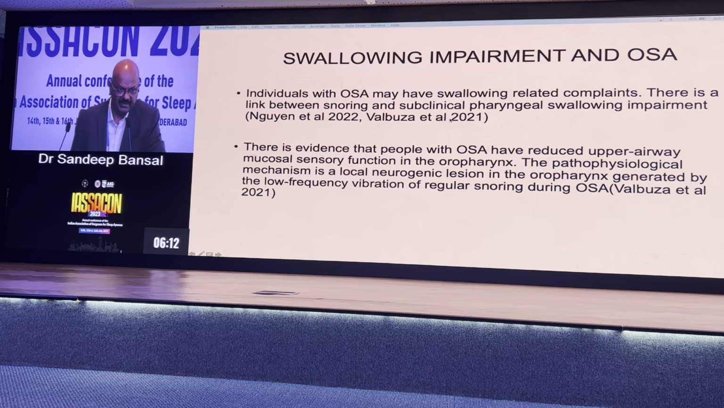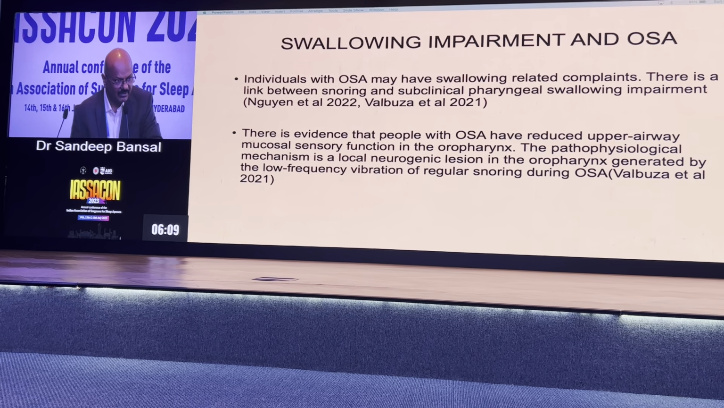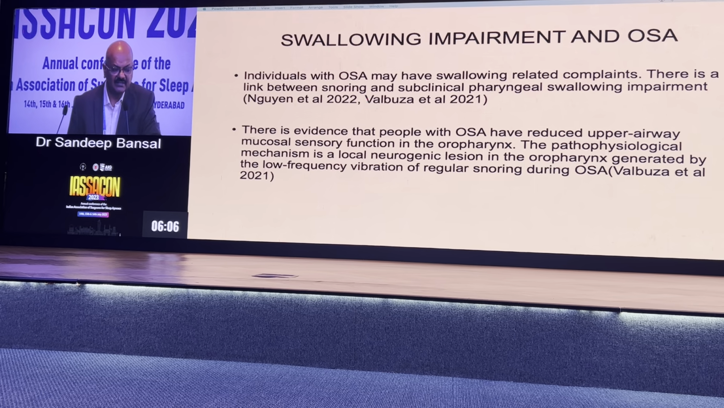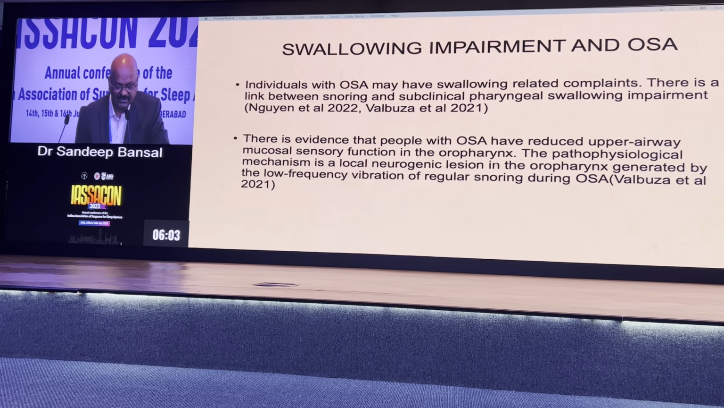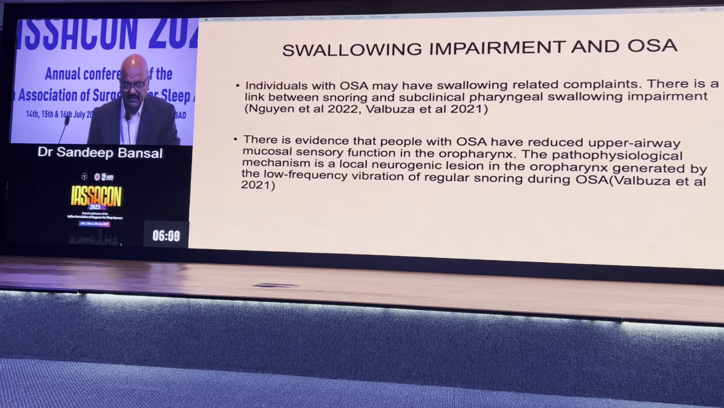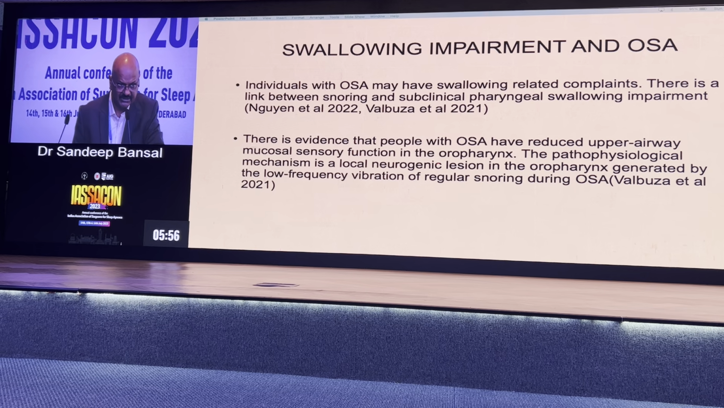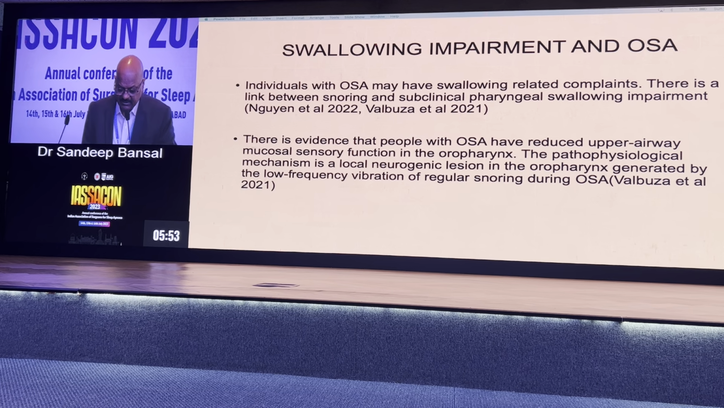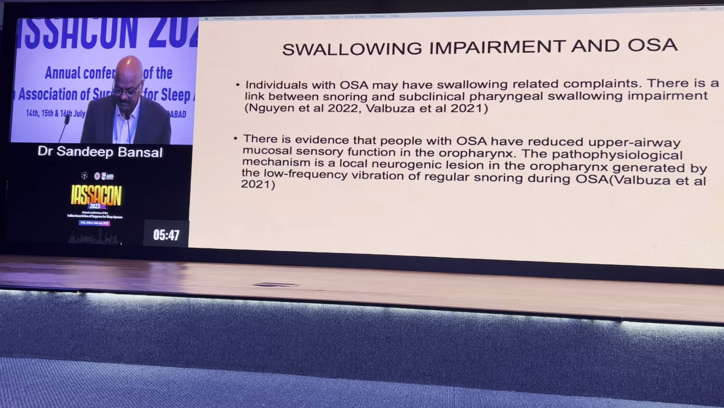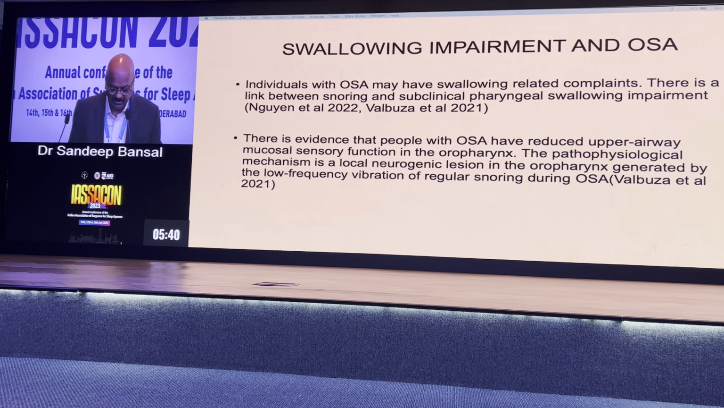Now comes swallowing impairment in OSA. We are always talking about swallowing post-surgery, but did we ever look at the swallowing before doing surgery? How was the swallowing function before we ever take up the patient for treatment? Individuals with OSA have swallowing-related complaints, and there is a link between snoring and subclinical pharyngeal swallowing impairment. Very recent studies have stated this. And there is evidence that people with OSA have reduced upper airway mucosal sensory function in their oropharynx. The pathophysiological mechanism is a local neurogenic lesion in the oropharynx generated by the low frequency vibration of the regular snoring during OSA.